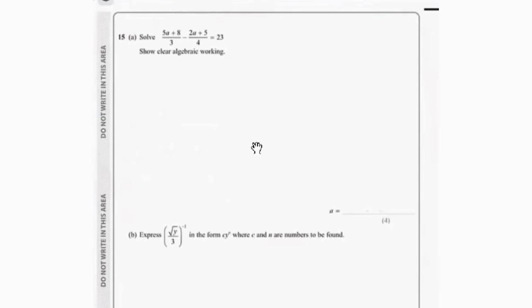Then we have algebraic fractions. We have to solve this: 5a plus 8 over 3 minus 2a plus 5 over 4 equals 23. Show clear algebraic working. Whenever we have fractions with unlike denominators being added or subtracted, we have to make the denominators equal first. For that, we know that 3 and 4 have a lowest common multiple of 12. So keeping that in mind, we can multiply the first fraction by 4, both the numerator and denominator, and the second fraction by 3.